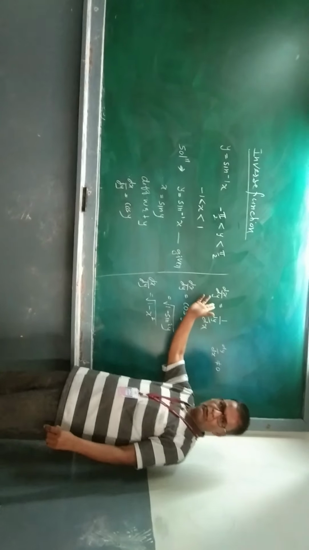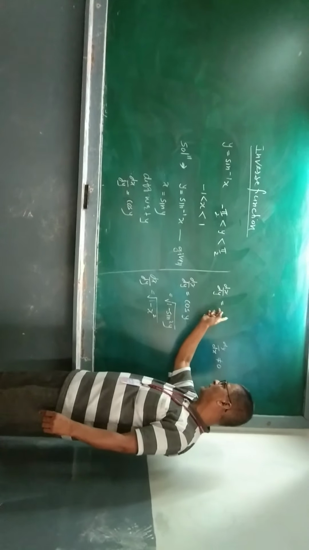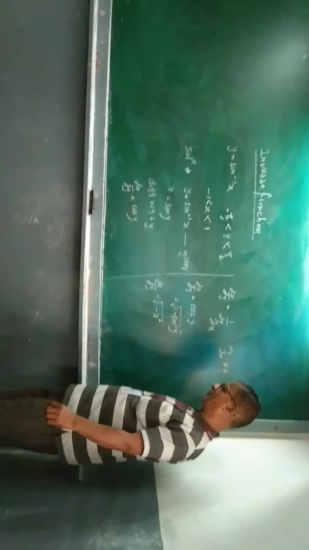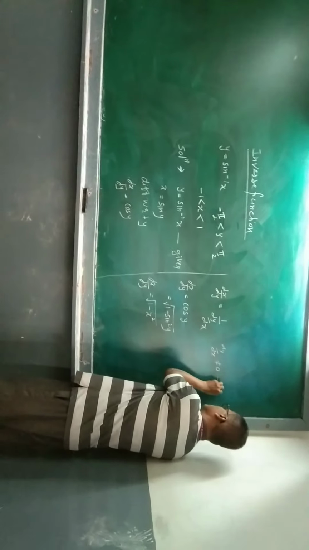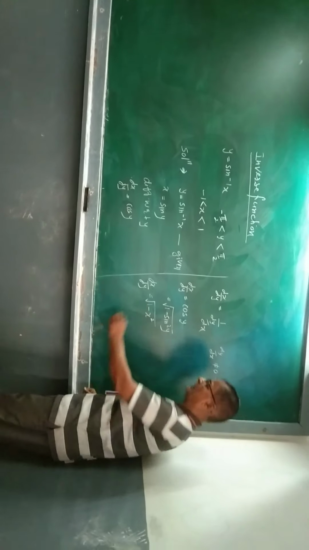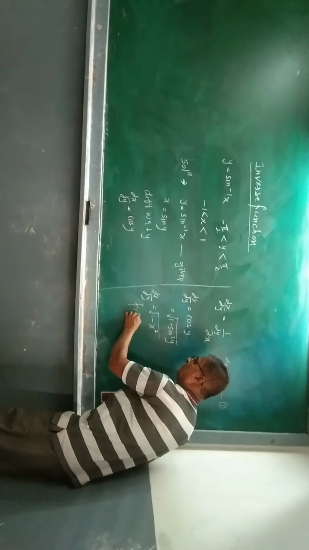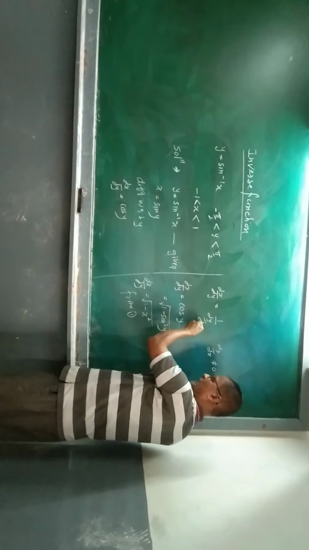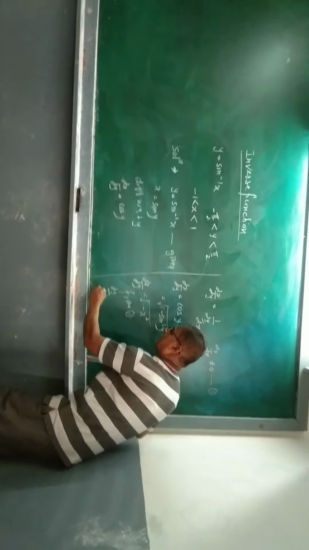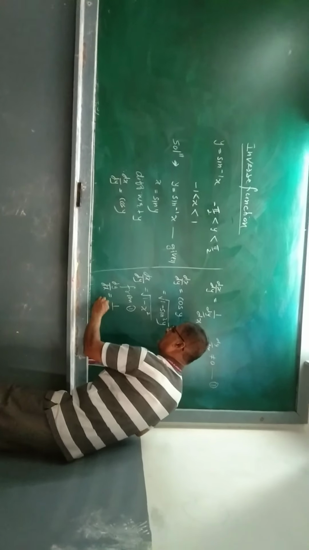Now, what is the rule of inverse function? dx upon dy is equal to 1 upon dy upon dx. So I can take it in this way. We will call this statement number 1. I can write here from 1, cross multiply: dy upon dx is equal to 1 upon dx upon dy.